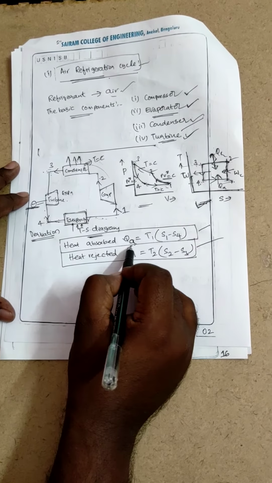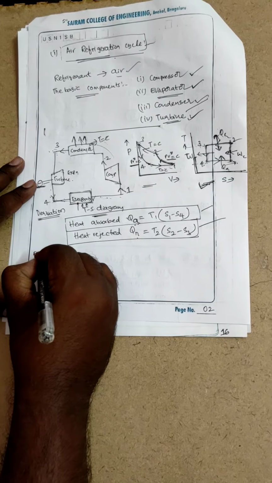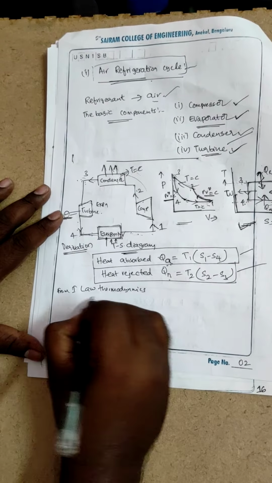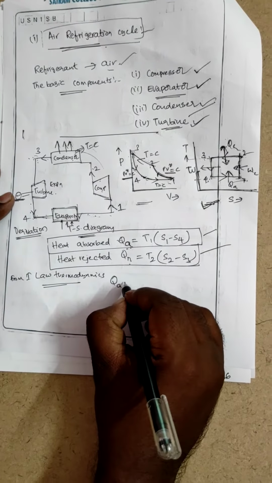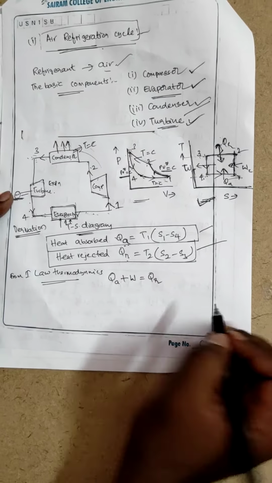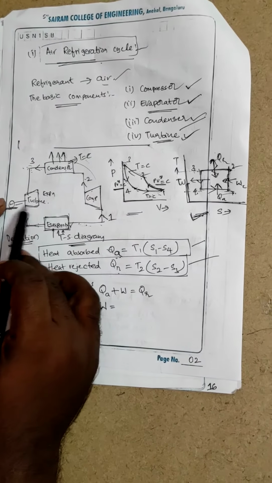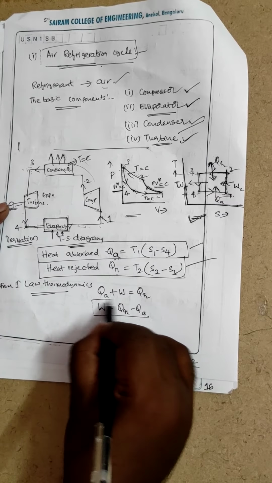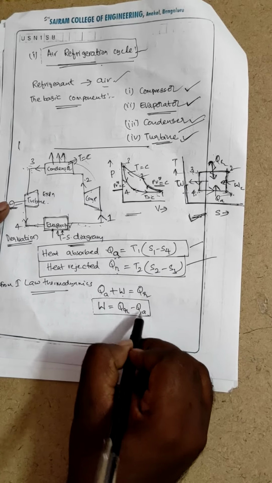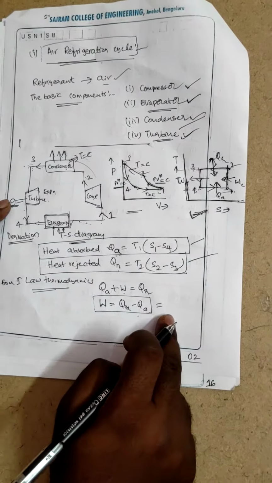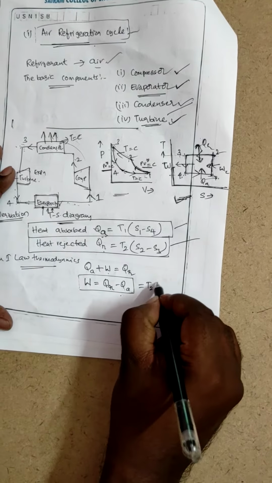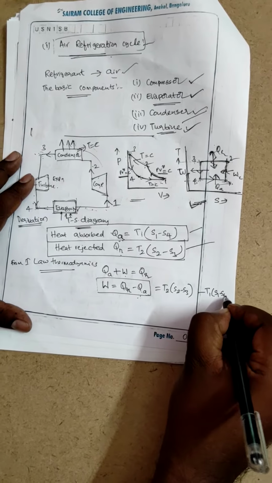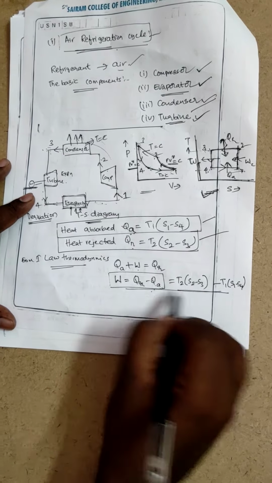Now we have found both heat absorbed and heat rejected. First we will see the first law of thermodynamics, which you might have studied. In the first law, heat supplied plus work done is equal to heat rejected. This can be written again as work done is equal to heat rejected minus heat absorbed. Now we substitute in this equation: in place of heat rejected, T2 into S2 minus S3, minus heat absorbed, T1 into S1 minus S4. So we have found the equation for work done.